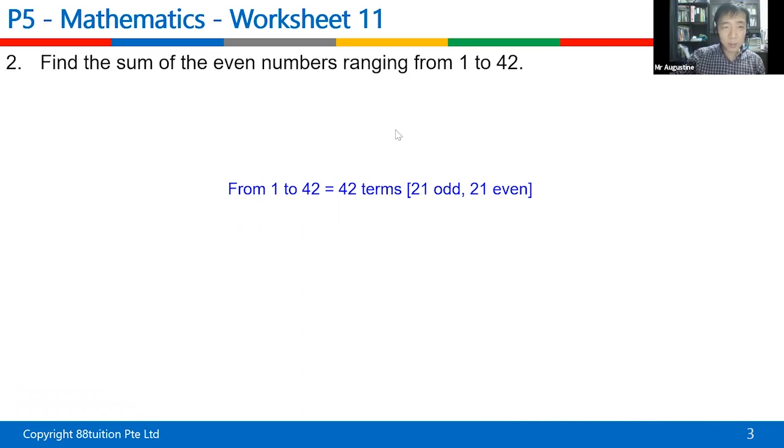Okay, let's look at this one. Find the sum of the even numbers ranging from 1 to 42. Okay, so how do we find only the even numbers? Because from 1 to 42, as you all know, there will be odd and even numbers, right? So 21 of them are odd and 21 of them are even. How do we only just get the even numbers? What do we need to do? Is there a trick that we can do?